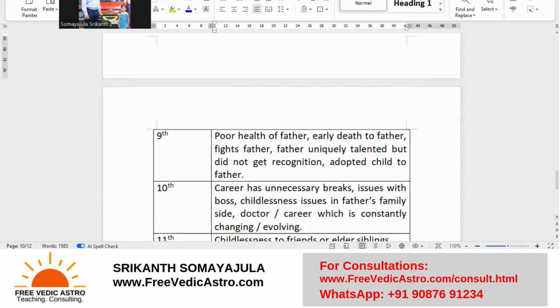Okay, so how am I deciphering this? The other way you can see it is, just look at it from the D1 chart, make Aries the Lagna. Why am I making Aries the Lagna? Because that is where the planet is positioned, right? So I'm making that a Lagna. Now see who is the ninth lord.